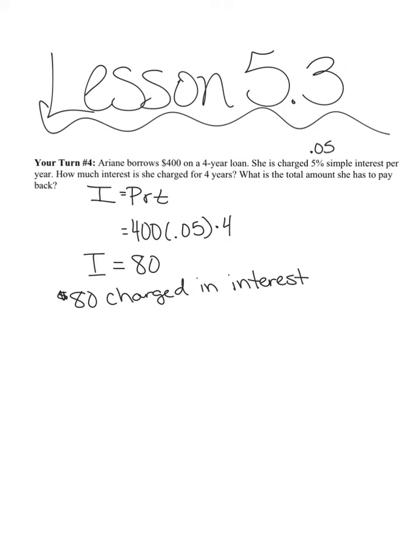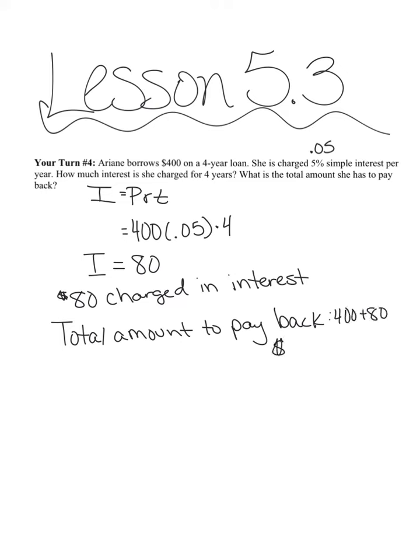$80. So the total amount that she has to pay back is that principal amount plus the interest. So the total amount to pay back, $400 plus $80, for a total of $480 to pay back on this loan.